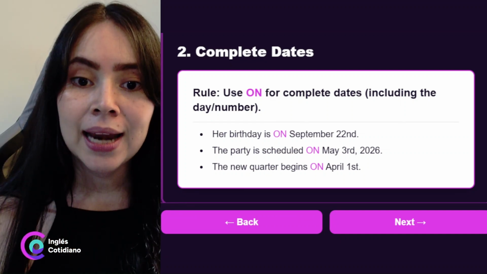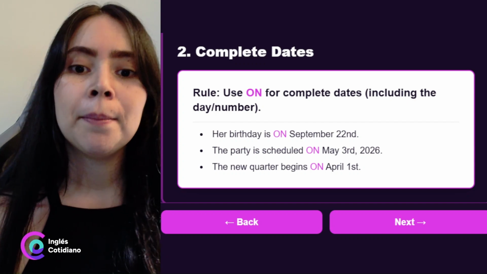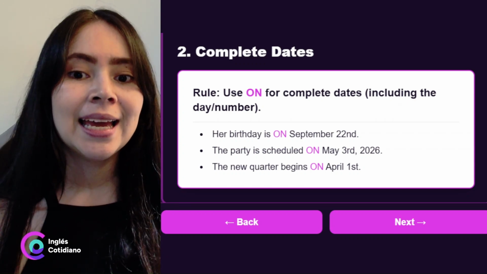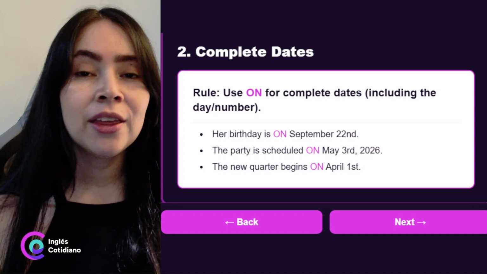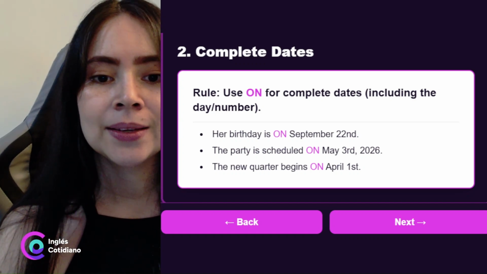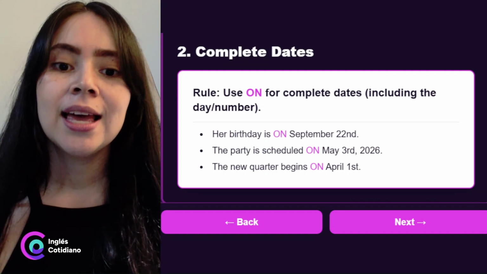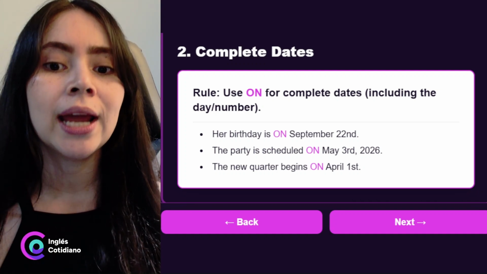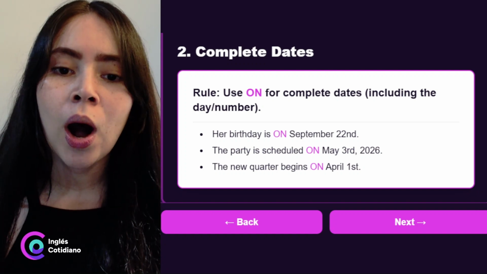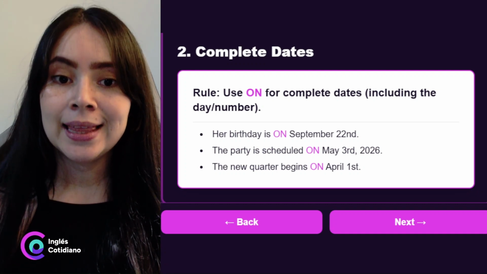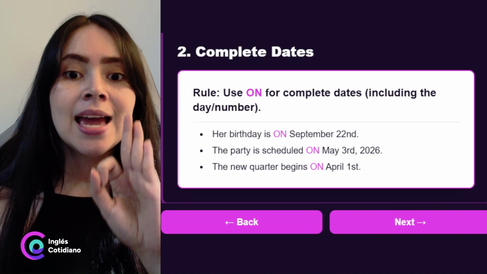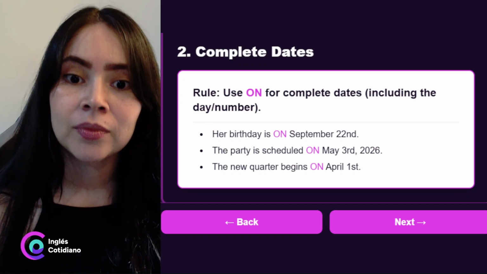Second example, the party is scheduled on May 3rd, 2026. The third example says the new quarter begins on April 1st. So in these three examples, we can see complete dates. September 22nd, May 3rd, April 1st.